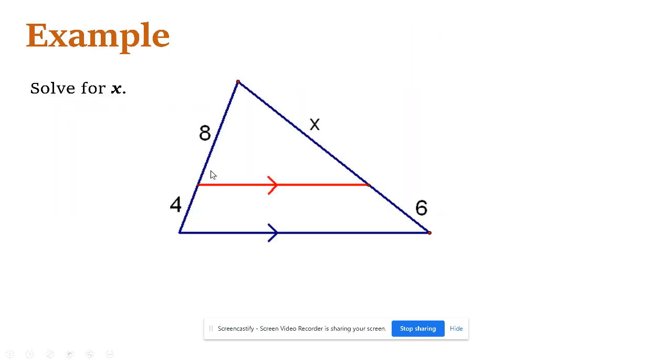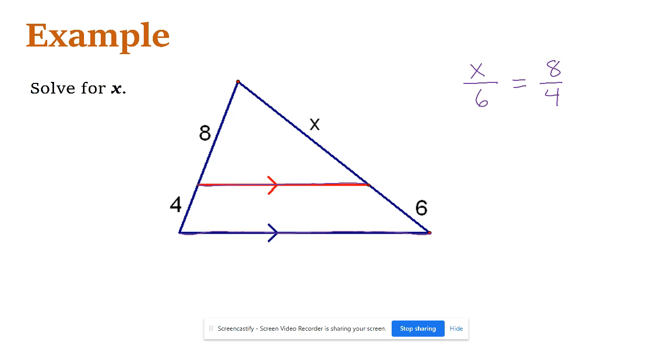So here's the first one. It says solve for X. I'm going to start with X, and I'm going to take X, that's the top part on the left side, and put that over the 6, the bottom part, top over bottom. Then I'm going to go to the other side of the triangle and do the same thing with the 8 and the 4, top over bottom. These are equal to each other. Because we have parallel lines, we know that these parts have to be proportional.